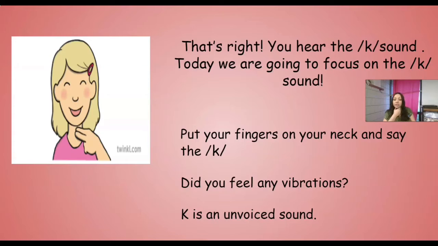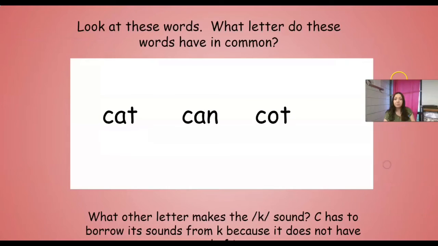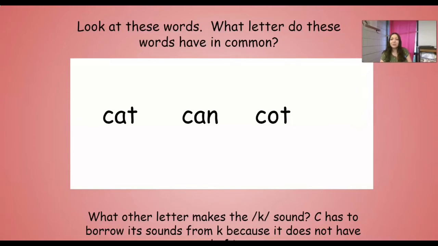So put your fingers on your neck. Do you remember? And say k. Remember, K is an unvoiced sound. It doesn't make our vocal cords vibrate a lot. All right, look at these words and what letter do they have in common, though? They all have the letter C, that's right, because C and K actually make the same sound. So we have cat, can, and caught.